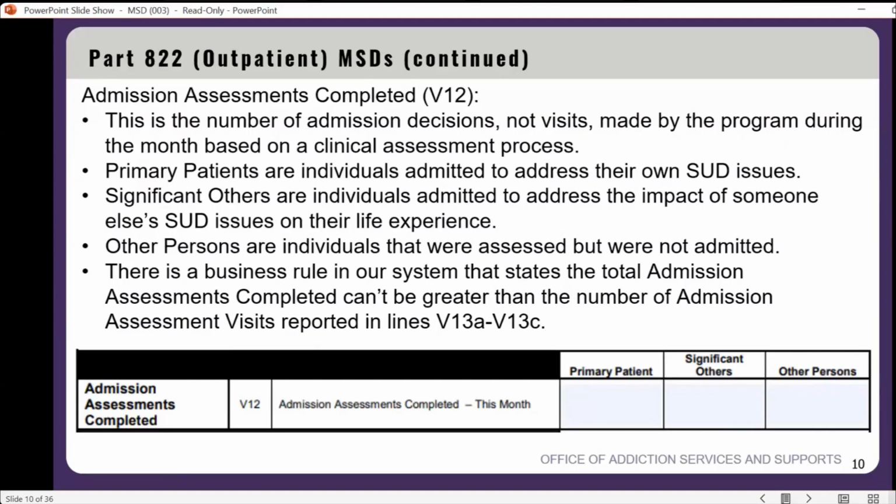Admission assessments completed, line V12. This is the number of admission decisions, not visits, made by the program during the month based on the clinical assessment process. Primary patients are individuals admitted to address their own SUD issues. Significant others are individuals admitted to address the impact of someone else's SUD issues on their life experience. Other persons are individuals that were assessed but were not admitted. There is a business rule in our system that states the total admission assessments completed can't be greater than the number of admission assessment visits reported in lines V13A to V13C.